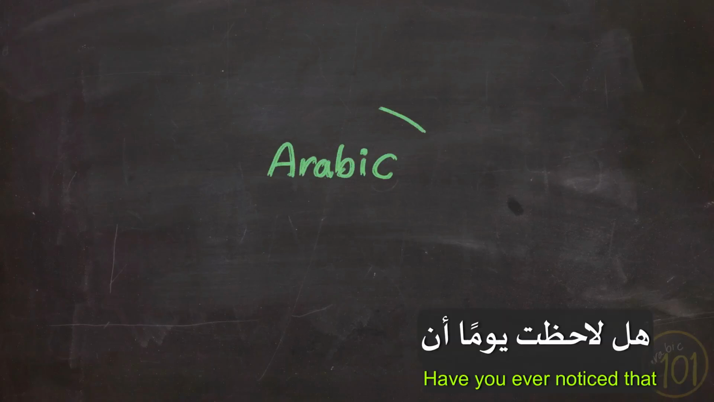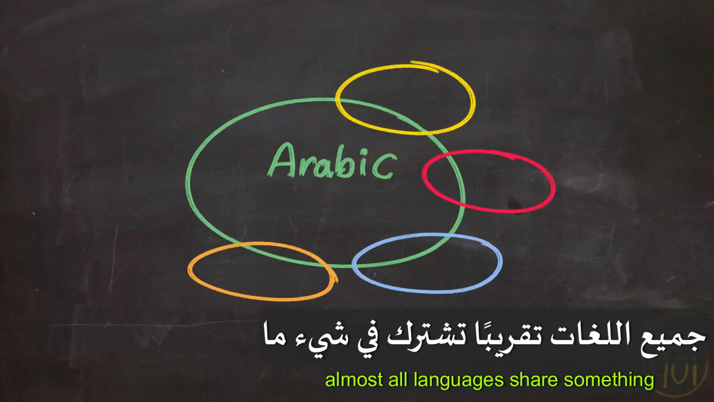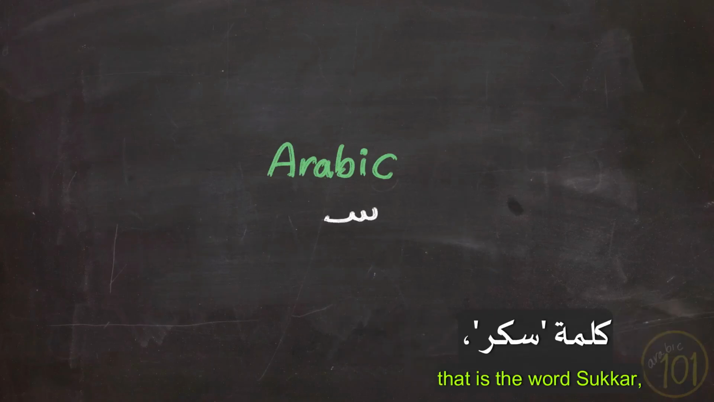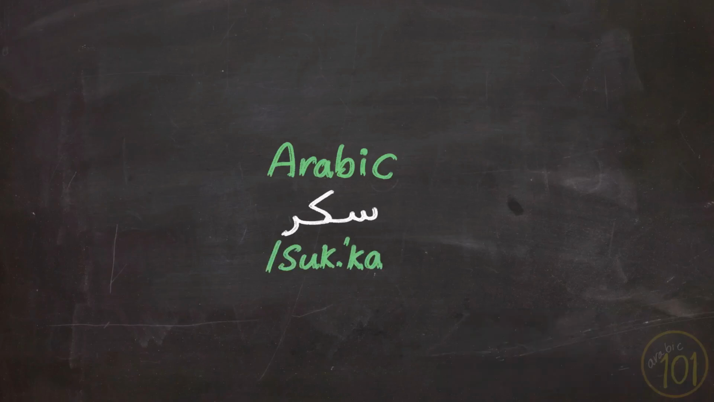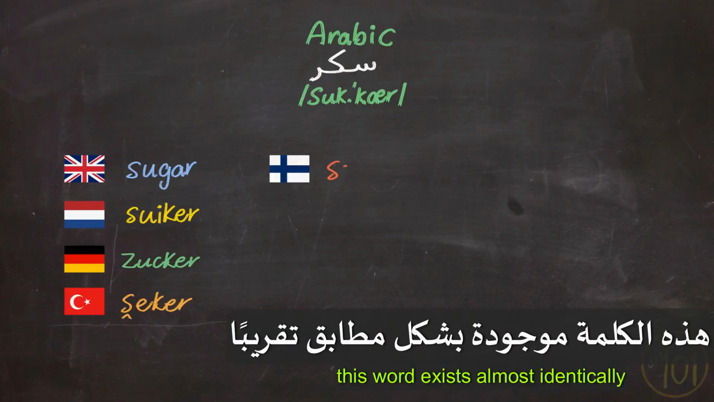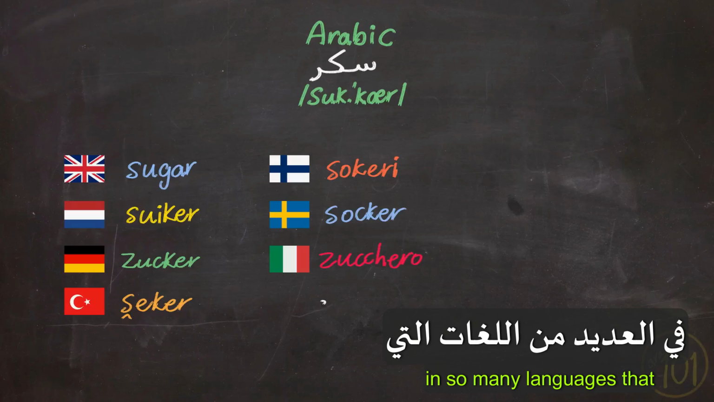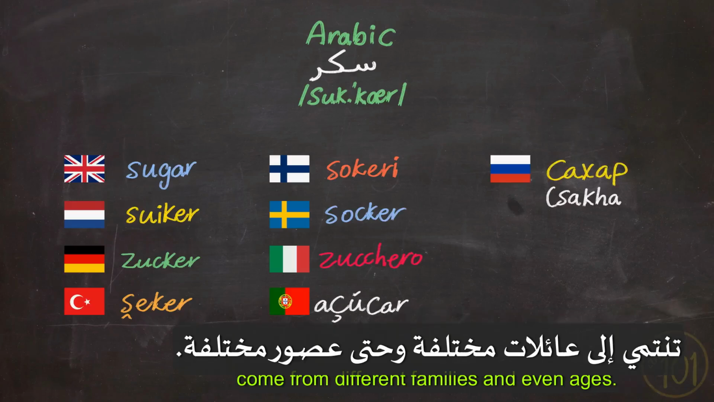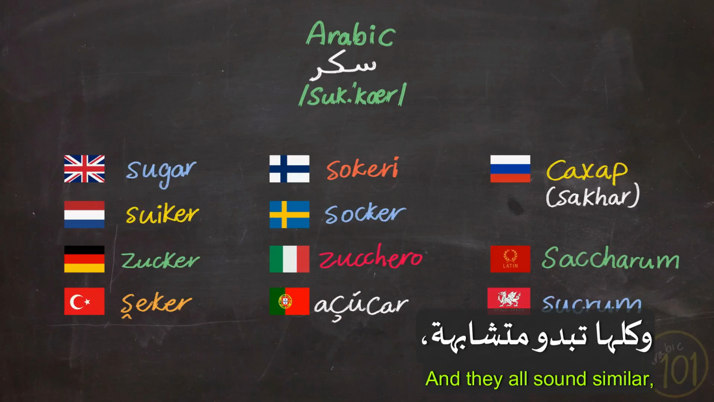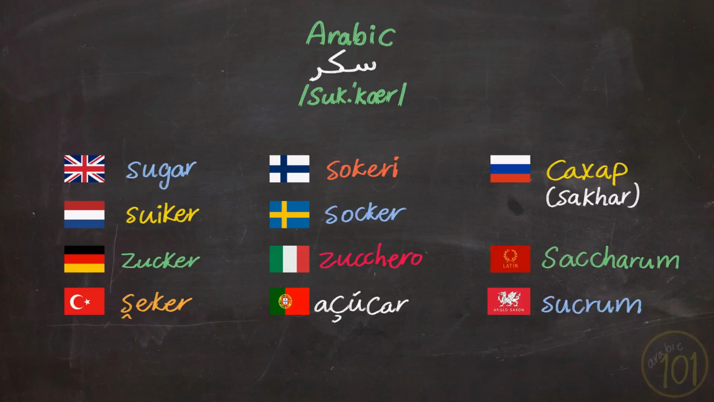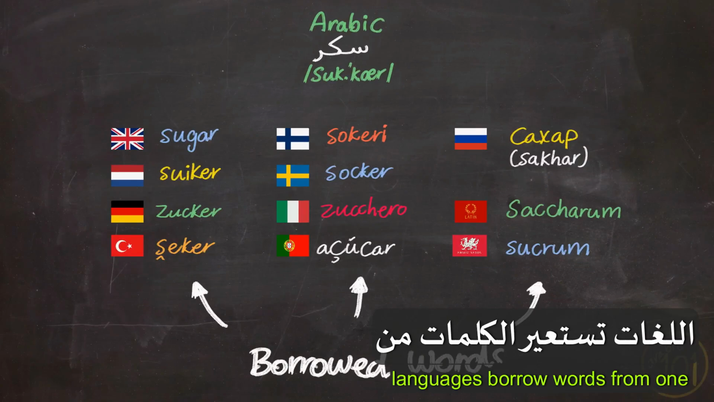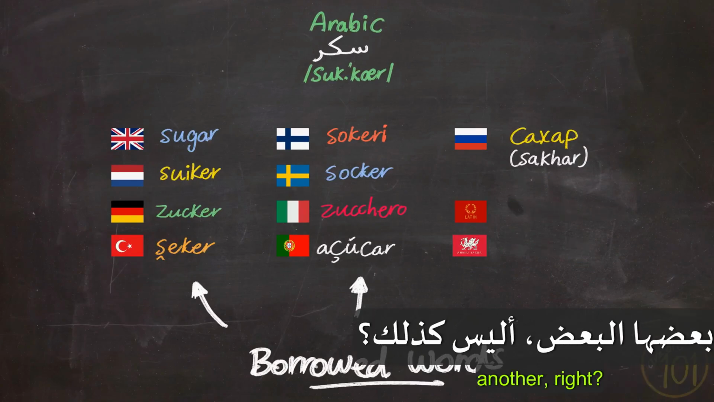Have you ever noticed that almost all languages share something with Arabic? The most famous example for that is the word sukkar, sugar. And as you can see, this word exists almost identically in so many languages that come from different families and even ages. And they all sound similar, one way or another. But this could just be explained by the fact that languages borrow words from one another, right?